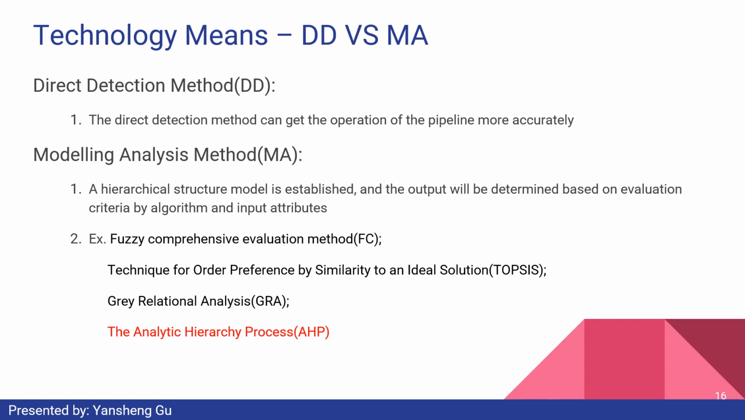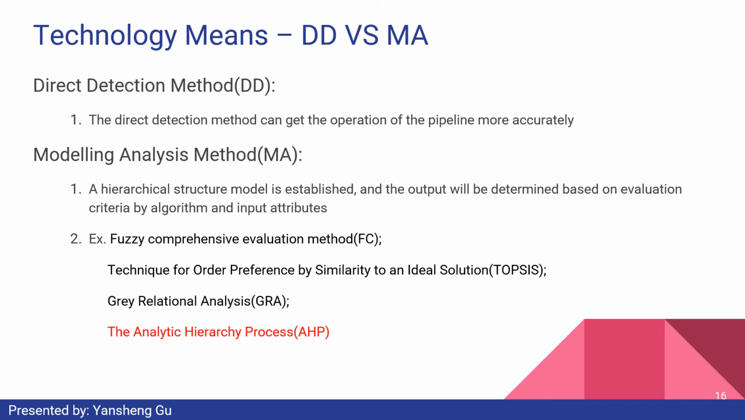According to research, technology means of condition assessment can be divided into direct detection method and modeling analysis method. The direct detection methods can get the operation of the pipeline more accurately, but it often requires a lot of capital investment, and the actual monitoring technologies will be limited by the site and environmental condition as well.